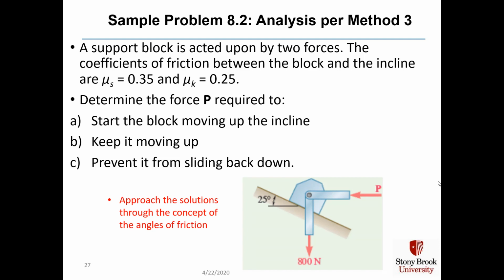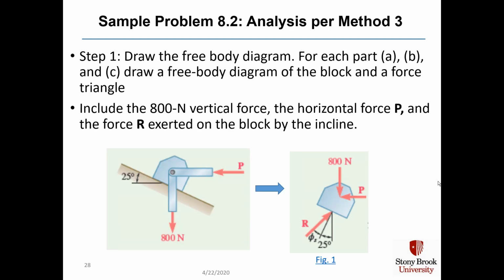In this problem, a support block is acted upon by two forces. And the coefficients of friction between the block and the incline are mu sub s equals 0.35 and mu sub k equals 0.25. And we'll determine the force P, which is required to start the block moving up the incline, keep it moving up, and prevent the block from sliding back down. We have the free body diagram shown in the lower right. We're going to include our 800 Newton force acting down, which is the weight, if you will, of the block. So a big heavy steel block.